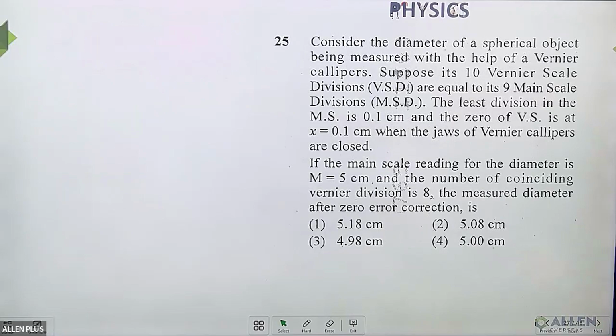Consider the diameter of a spherical object being measured with the help of vernier calipers. Suppose its vernier scale divisions are 10, coinciding with 9 main scale divisions. Least count is 0.1 centimeter, and the 0 of the vernier scale is at x is equal to 0.1 centimeter when the jaws of the vernier calipers are closed. That is indicating the 0 error. Main scale reading for the diameter is 5 centimeter and the number of coinciding division is 8. What is the measurement of diameter?